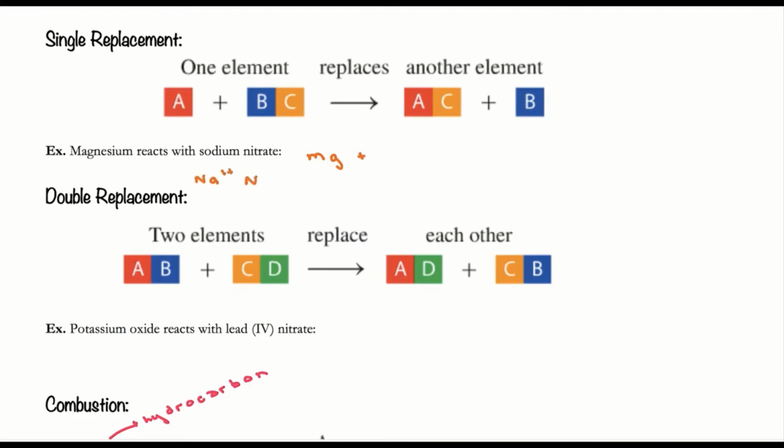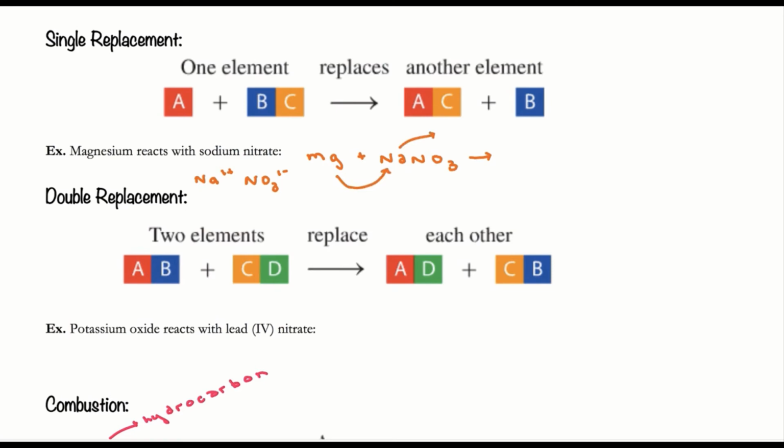Nitrate has a 1- charge. So when I cross charges, that becomes NaNO3. Now, I don't expect you to know this at the moment. We will work on this in the next section. But what happens here is magnesium is going to go in and it is going to kick sodium out.